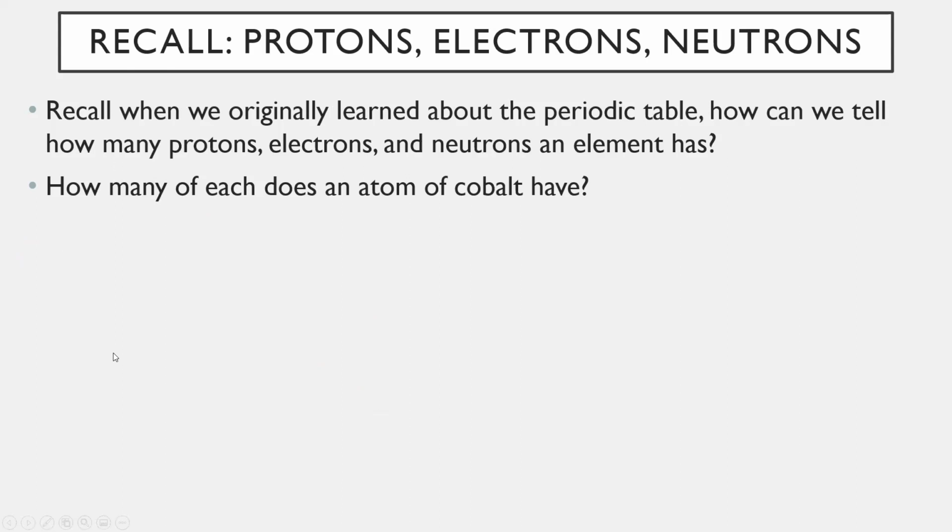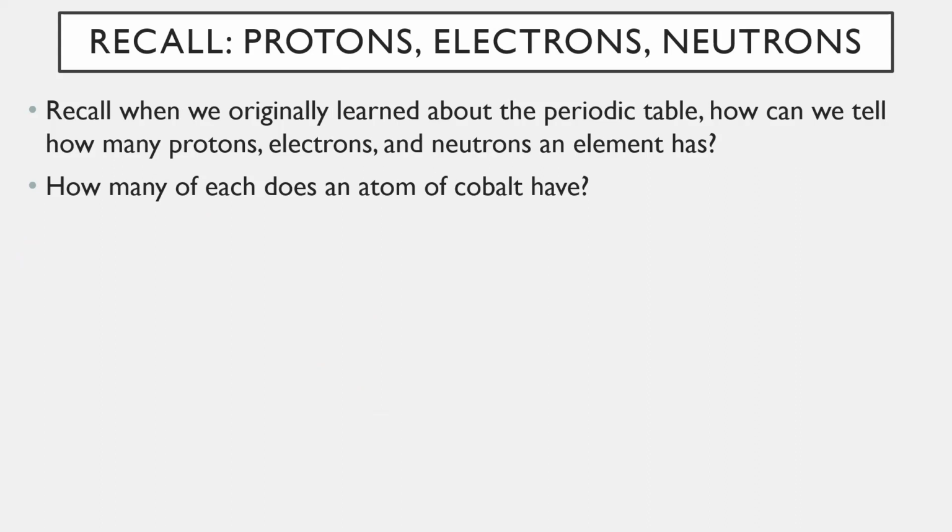Before we really begin, though, I need to start by reminding you about protons, electrons, and neutrons. We talked about this for the very first time when we first looked at our periodic table. This was the first thing we were looking at with it. So I want you to recall when we originally learned about the periodic table, how can we tell how many protons, electrons, and neutrons an element has? Let's actually look at a more specific example first. How many of each, protons, electrons, and neutrons, would an atom of cobalt have?